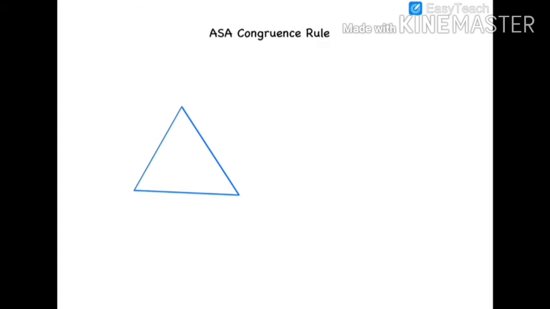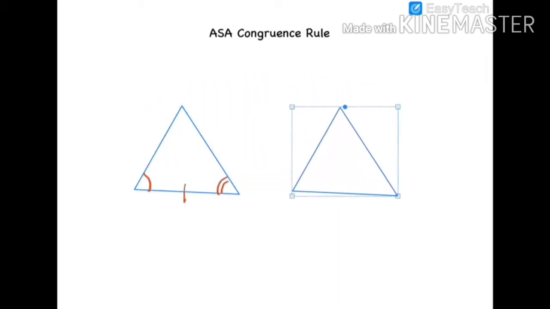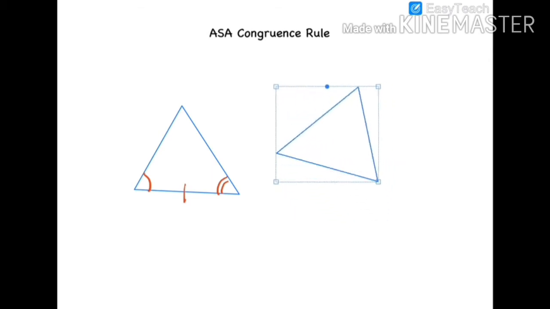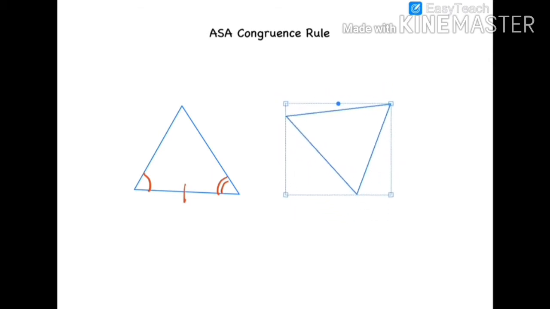According to ASA congruence rule, two triangles are congruent if one pair of their corresponding sides is equal and two corresponding angles in these two triangles are equal. And this will apply even when the triangles do not have the same orientation.